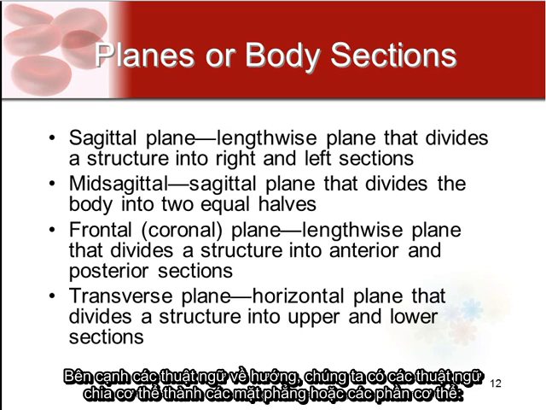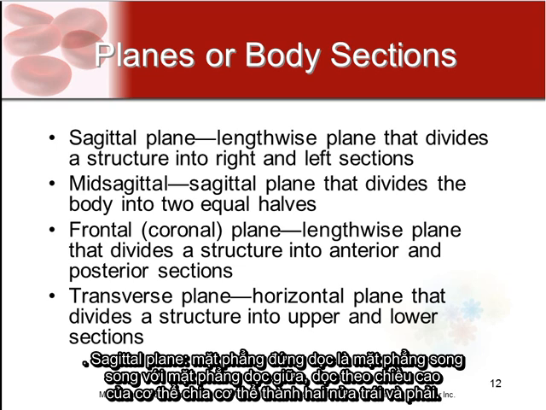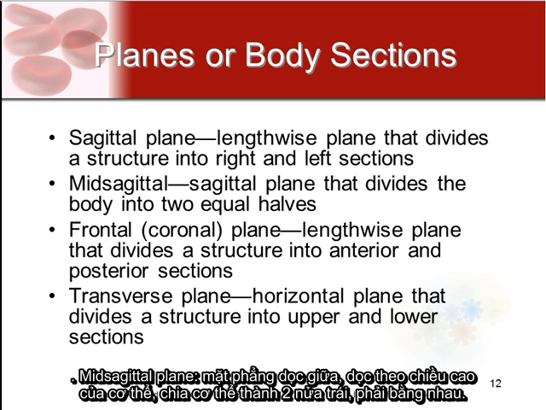So besides just those directions, we also divide the body into planes or different sections. So these would be the sagittal plane. The sagittal plane divides the body lengthwise, and that's into left and right sections. The mid-sagittal plane is the one that divides you right down the middle into equal left and right sections. So that would be your midline point, is that mid-sagittal plane.